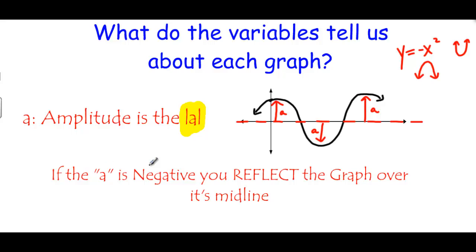And the same thing happens here. If a is negative, we will reflect the graph over the midline. So for example, what that would look like is this. Instead of being at the high point, it would be at the low point. It would just flip, reflect our graph over that middle line that I have drawn. That's what would happen if a was negative. Okay, but the distance still is written as a positive answer.